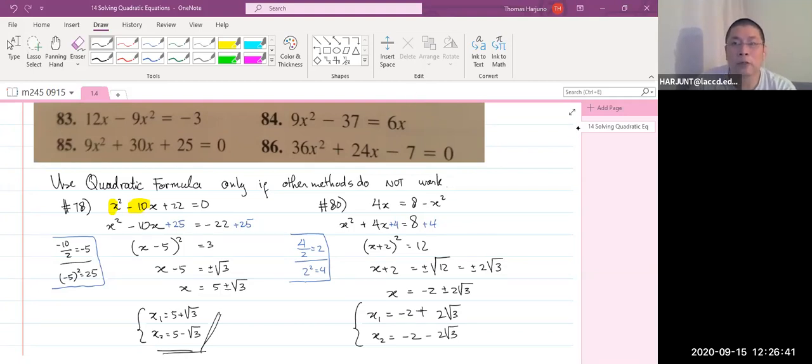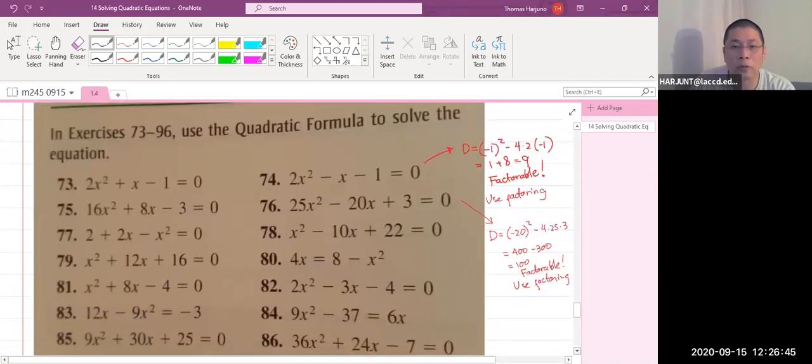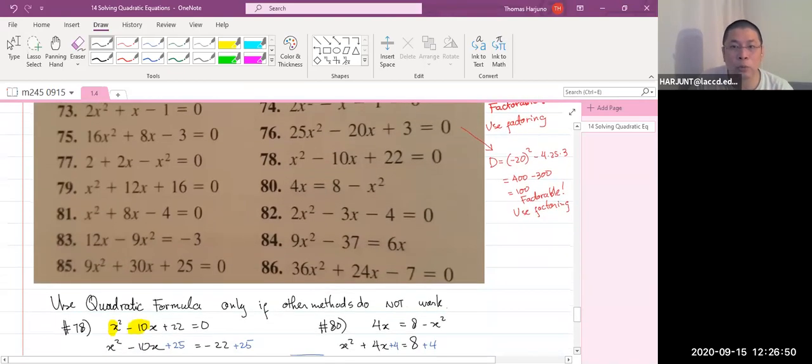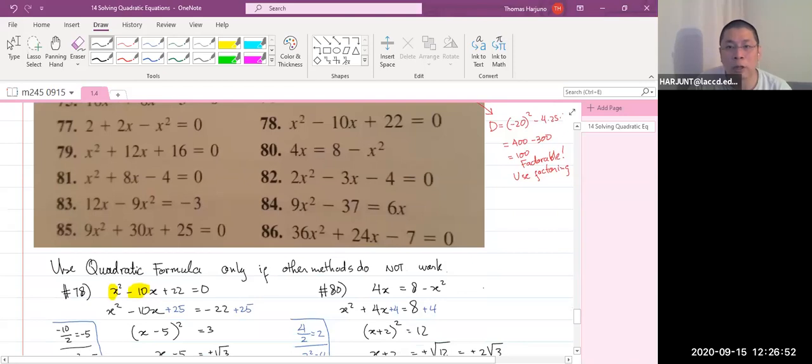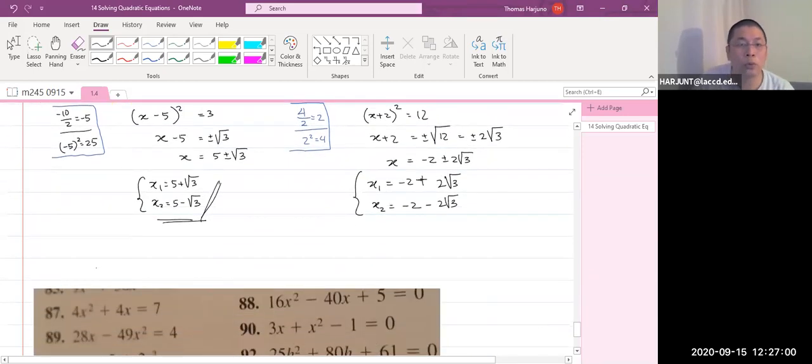Okay, now let's go on further. So far we have not used the quadratic formula. Let's try number 82. Let me write number 82 here: 2x squared minus 3x minus 4 equals 0.